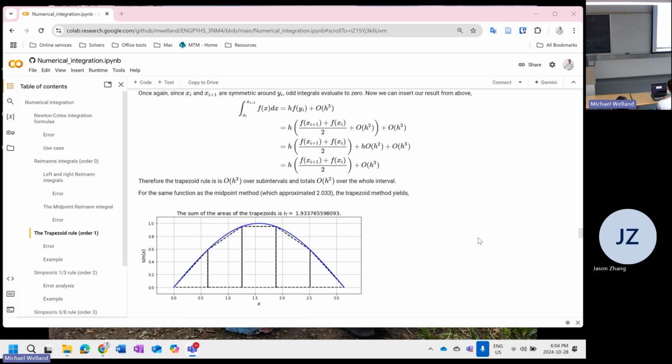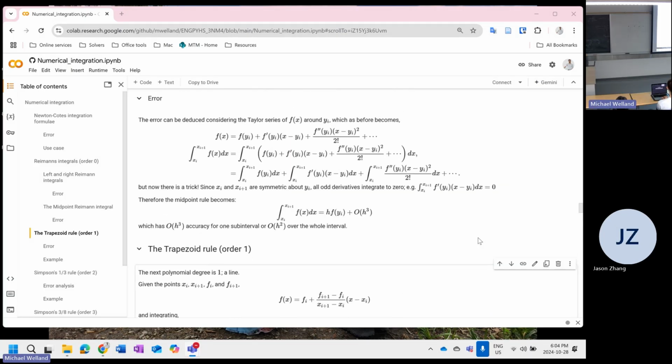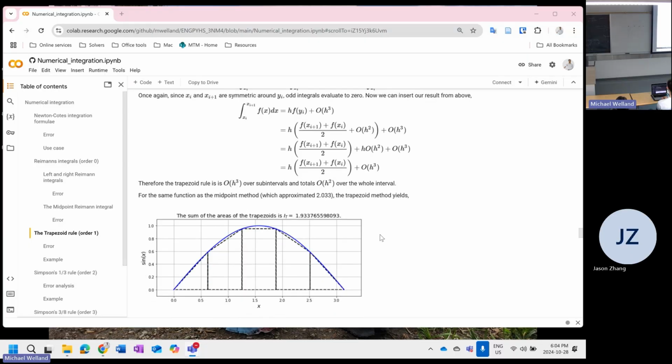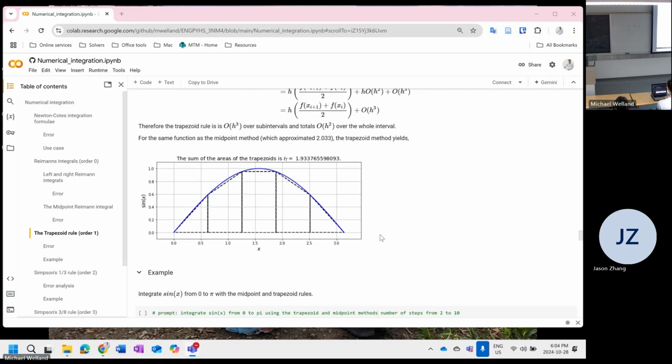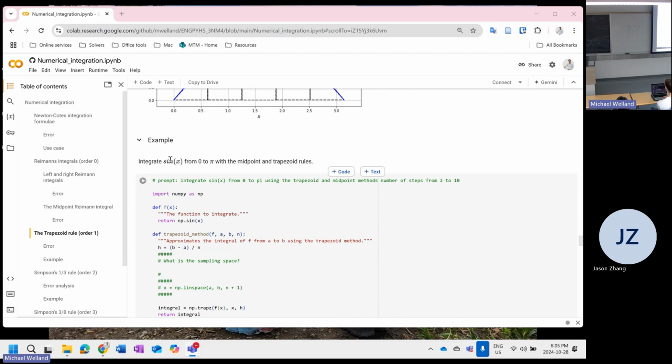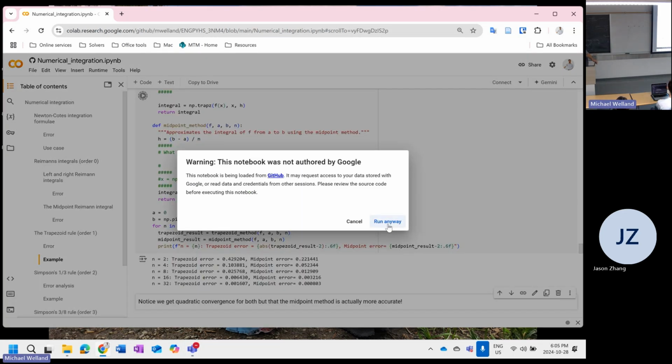In general, which do you think would be more accurate? The midpoint method that looks like this, or the trapezoid method? Kind of looks like trapezoid should be, eh? The fact that I'm asking it means that it's the other one. If you actually run that, yes, you can run it.